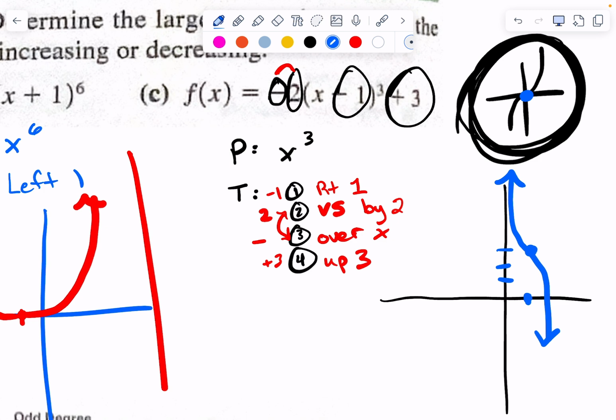And I'm not going to be real picky, just as long as you get the vertex in the right spot. So the right 1 and the up 3 are going to be what moves that vertex. The other guys are just taller and flipped. Okay? Good? And we kind of know all those rules, right?